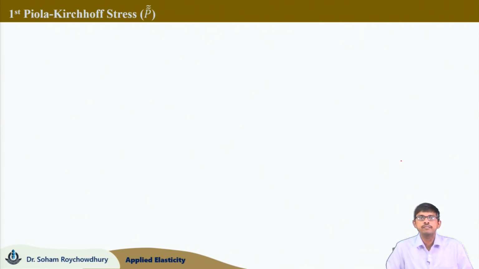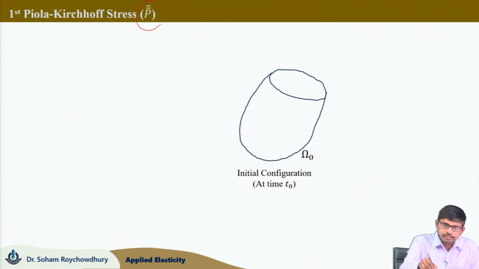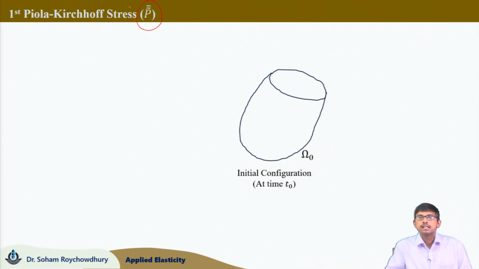So, starting with the first Piola-Kirchhoff stress tensor. You can see this capital P is used to denote the first Piola-Kirchhoff stress tensor. Sigma is used to denote the Cauchy stress tensor, P is used to denote the first Piola-Kirchhoff stress tensor, and capital S is used to denote the second Piola-Kirchhoff stress tensor.